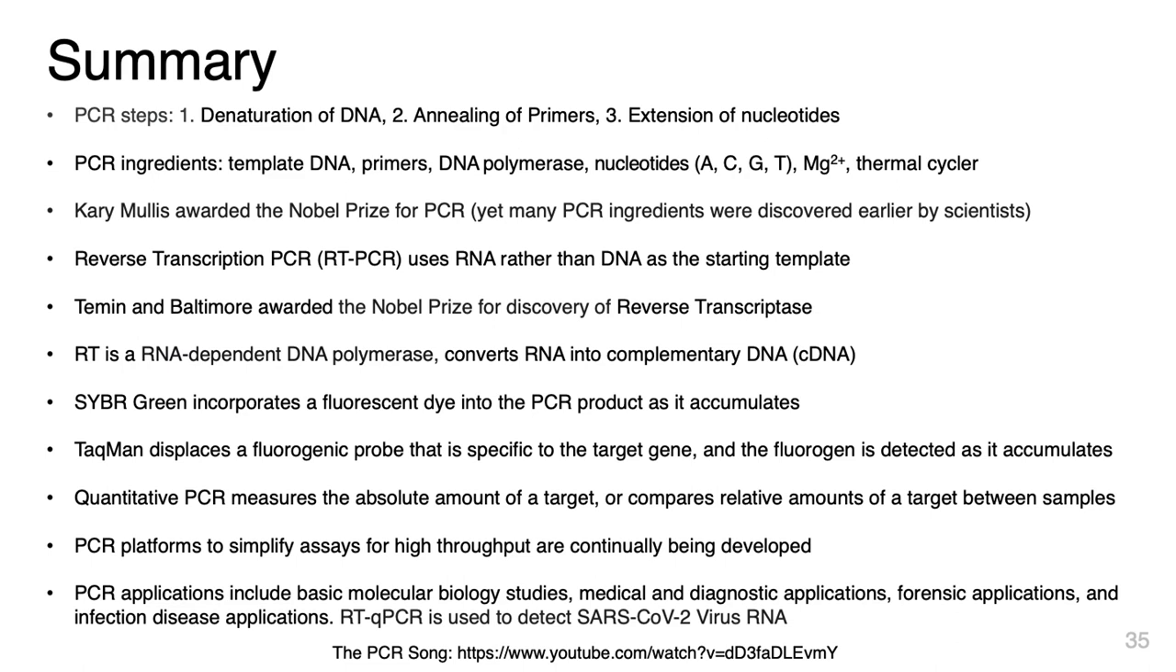Reverse transcription PCR uses RNA rather than DNA as the starting template. The reason we could do this is that Temin and Baltimore discovered reverse transcriptase and they won the Nobel Prize for this discovery. Reverse transcriptase is an RNA-dependent DNA polymerase that converts RNA into complementary DNA, a single-stranded DNA. SYBR Green can incorporate fluorescent dye into a PCR product as it accumulates, while TaqMan actually displaces a fluorogenic probe specific to the target, and you can detect that fluorogen as it accumulates.